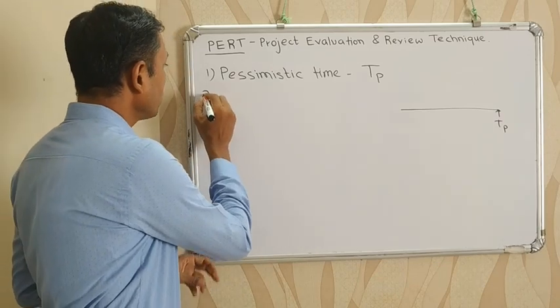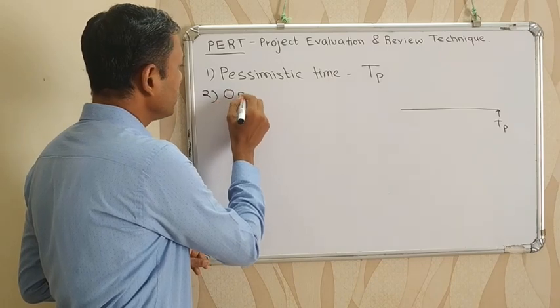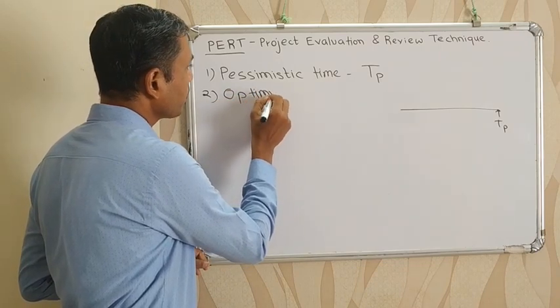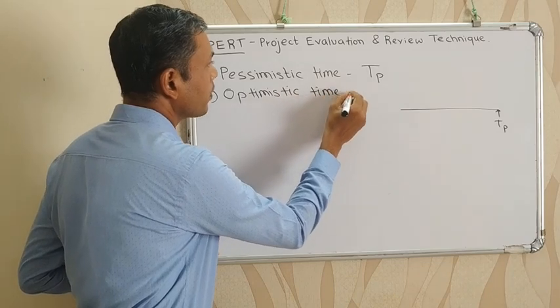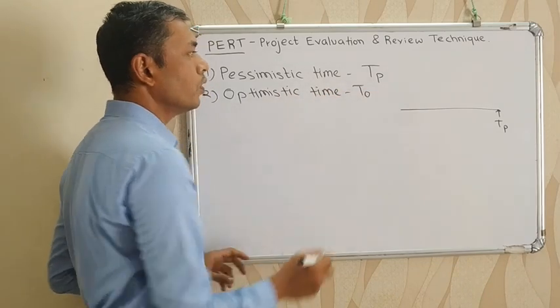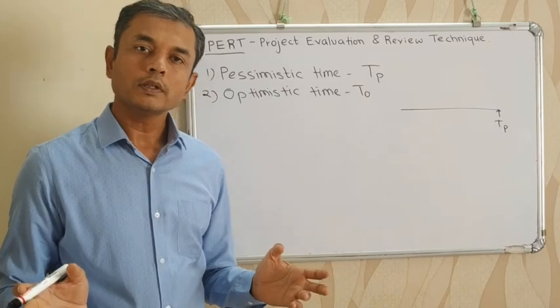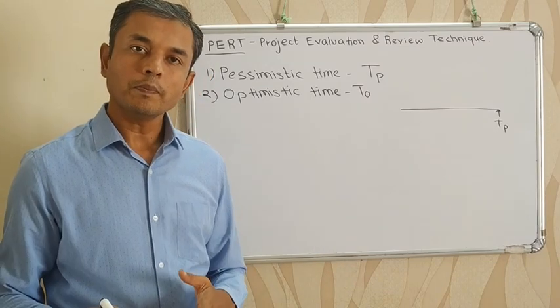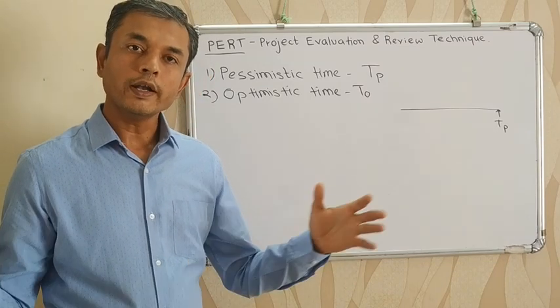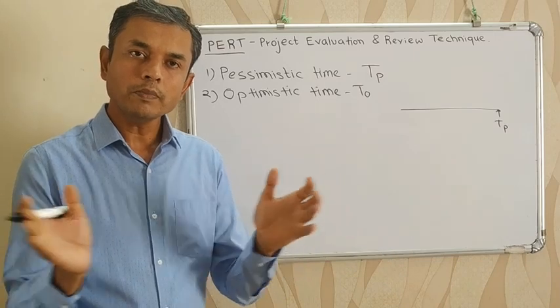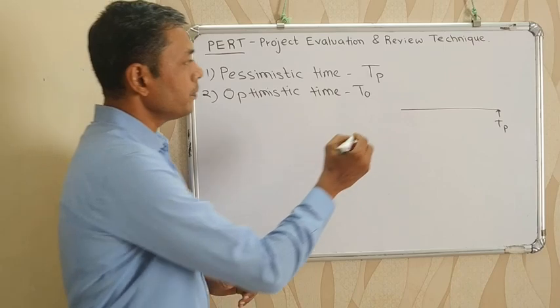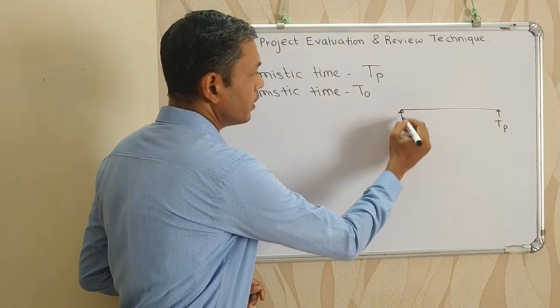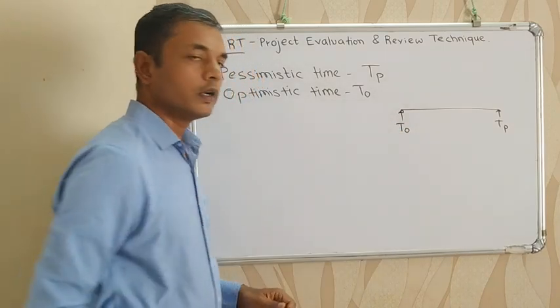Another is optimistic time, TO. Optimistic time means when everything is in our favor and so the entire activity is completed in minimum duration. That is known as an optimistic time. Say it is somewhere here, TO.